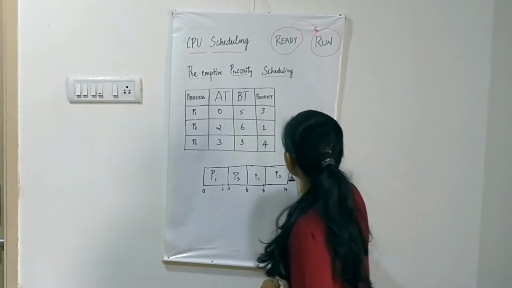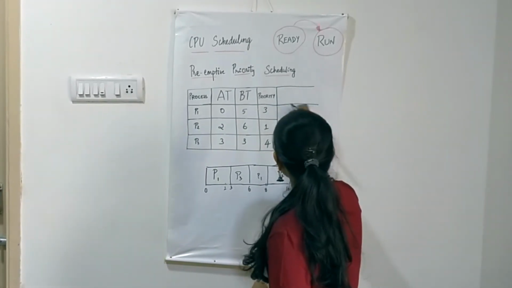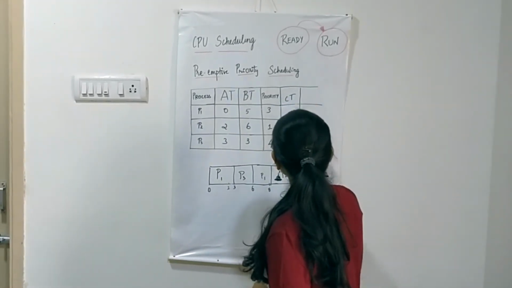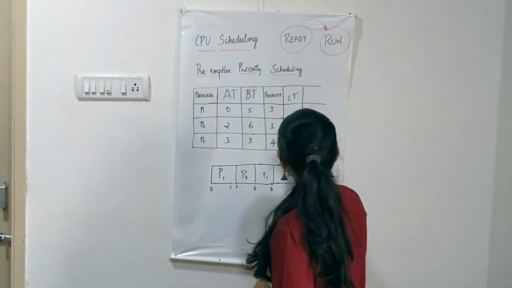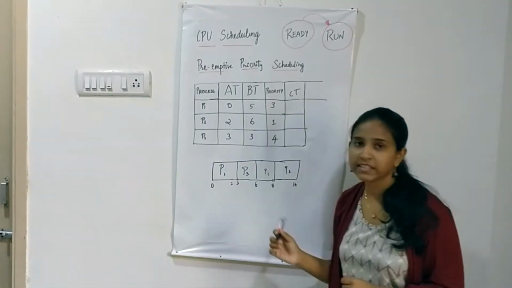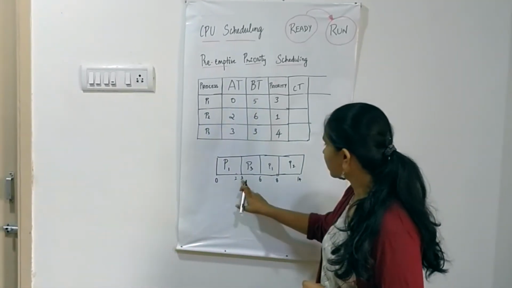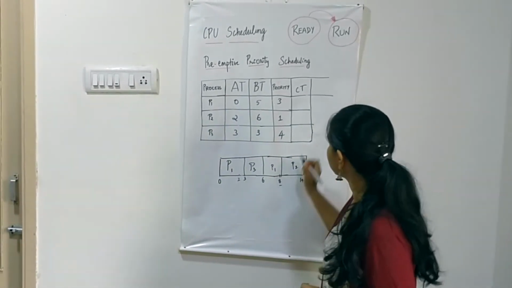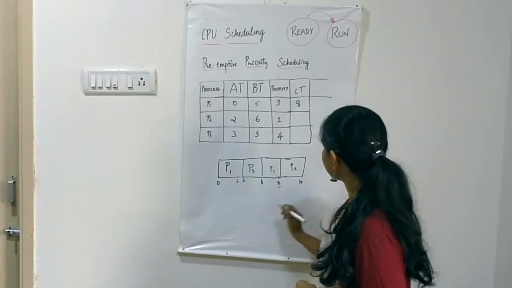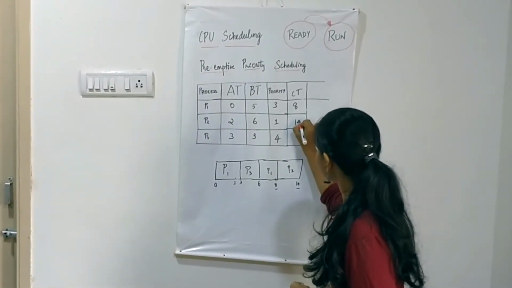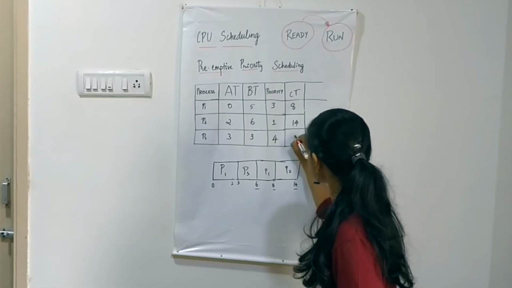Now from this we can get the completion time. Completion time is basically when a process completes its execution. So if you see, P1 completes at 8 over here. And P2 completes at 14. And P3 completes at 6.